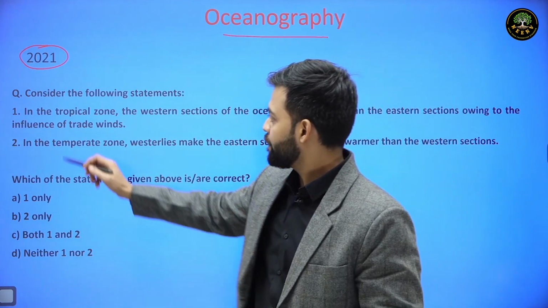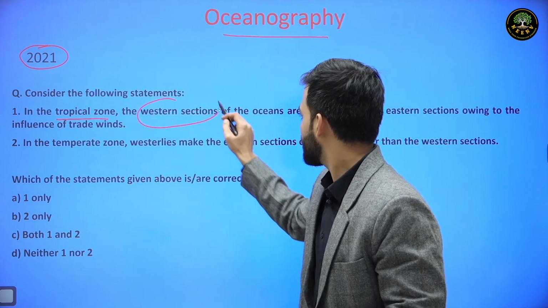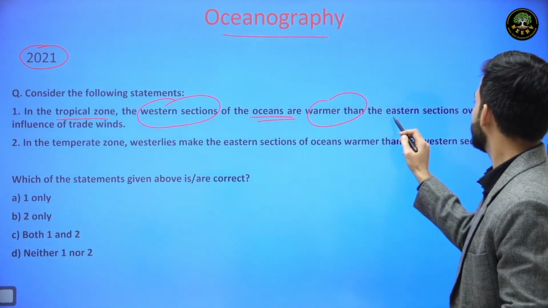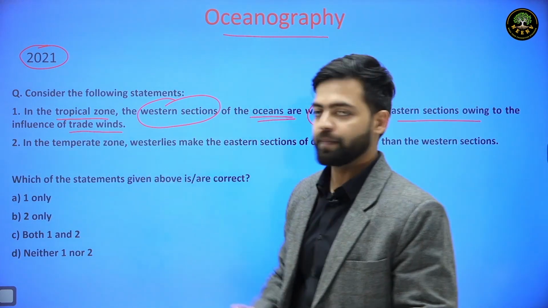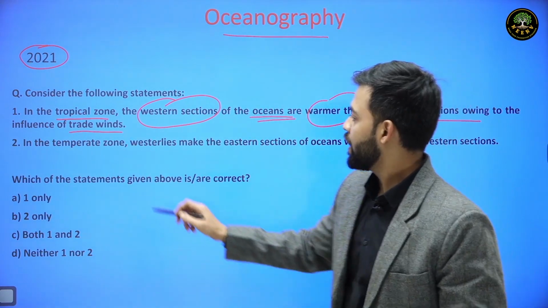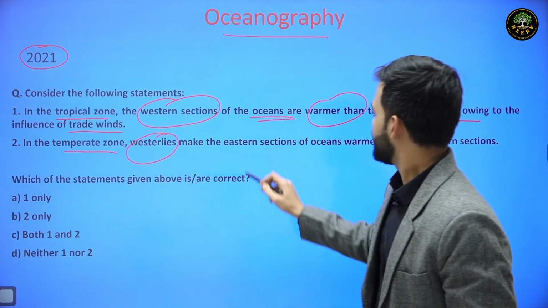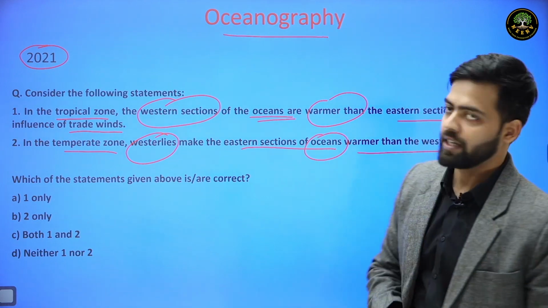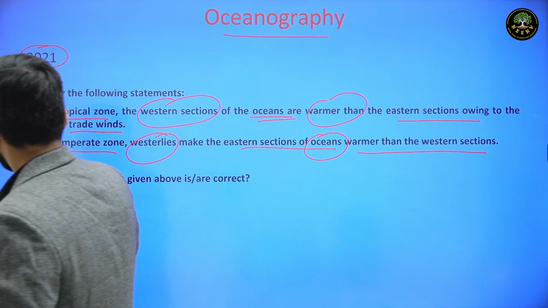First statement, in the tropical zone, the western sections of the oceans are warmer than the eastern sections owing to the influence of trade winds. Second statement, in the temperate zone, westerlies make the eastern sections of the oceans warmer than the western sections. To understand this question, let's look into this diagram.